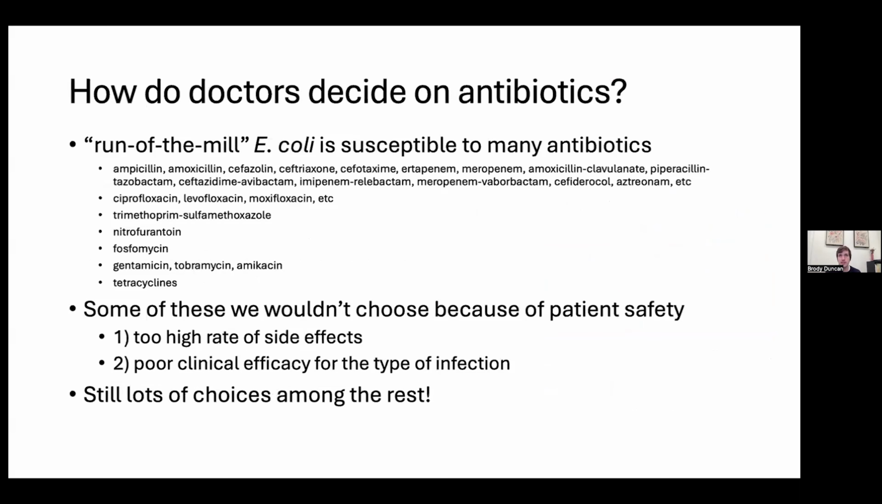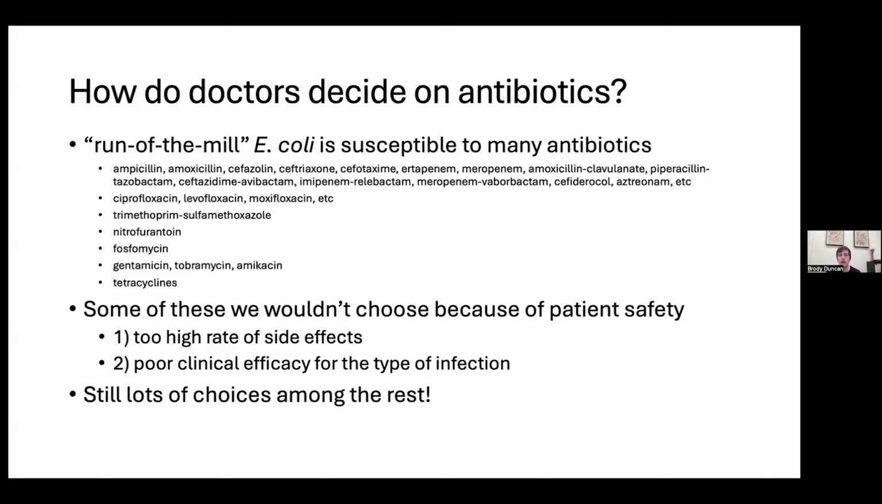So, this is not as easy a question as one might originally think because your run-of-the-mill E. coli is susceptible to many different antibiotics. I'm not going to read all of these out, but you can see there are like 10 million different beta-lactam agents that can treat E. coli infections. And there's a ton of different other classes of antibiotics, and often inside of those classes, there are multiple agents, right?